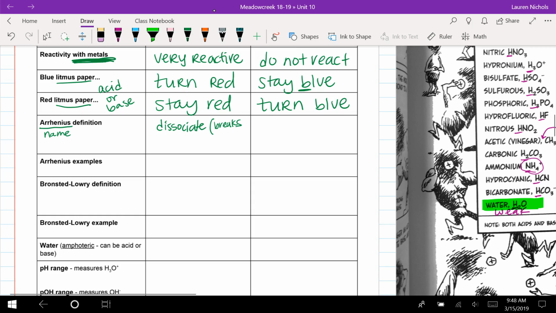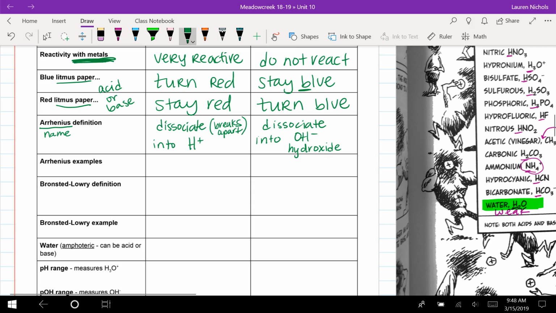It breaks apart into H+. That's one of the things it produces when it dissociates. But he said that when bases dissociate or break apart, they dissociate into OH minus, which is on the back of your periodic table. It's a polyatomic ion that we learned about, and its name is hydroxide. It produces hydroxide in a solution when it dissociates, when it dissolves.